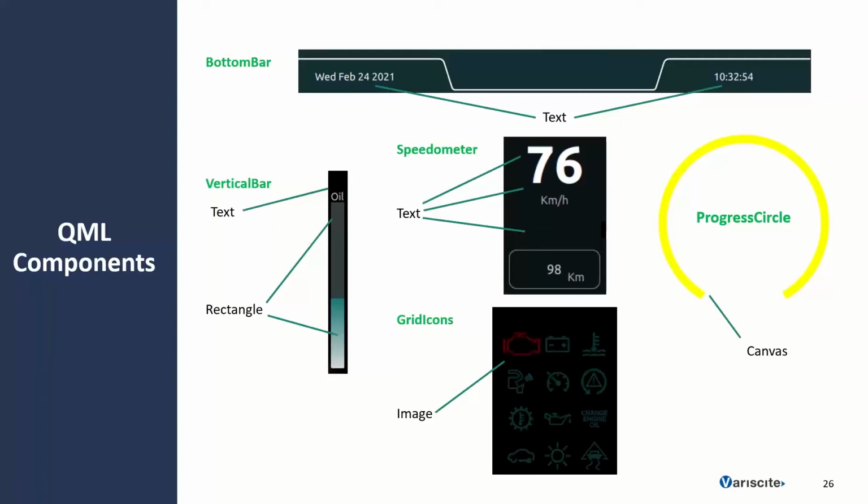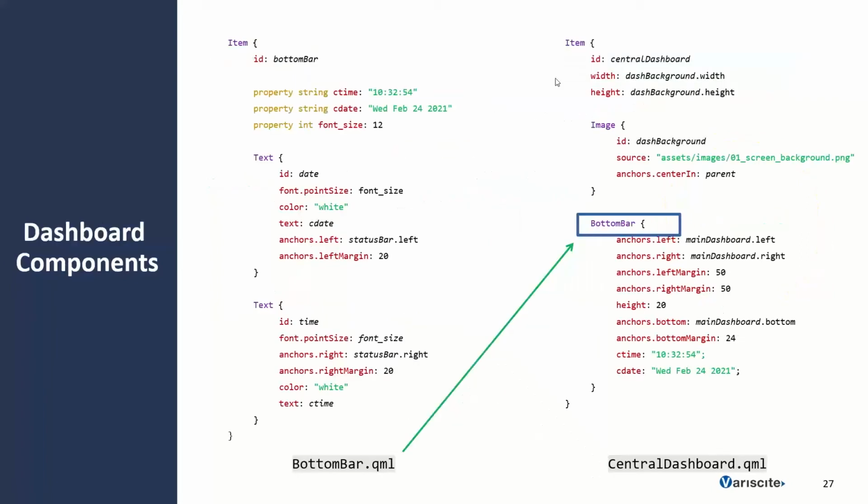In our design, we assumed that the speed can range between 0 and 200. And the yellow arc that you can see here is the full range that you can cover with the progress circle. Now let's try to understand how these blocks, these components, have been designed from a QML perspective.